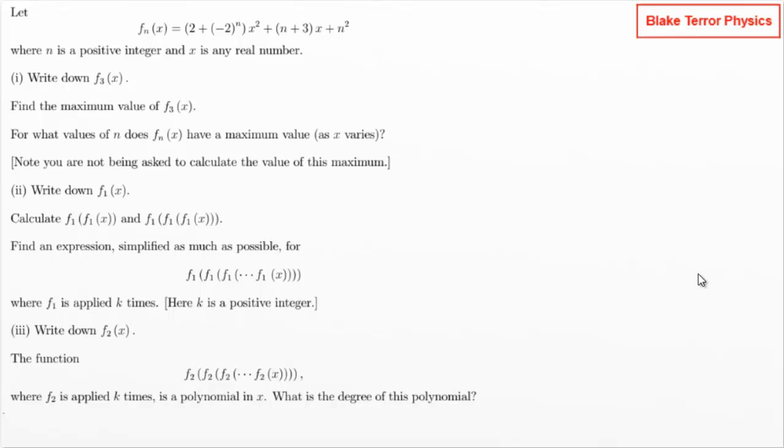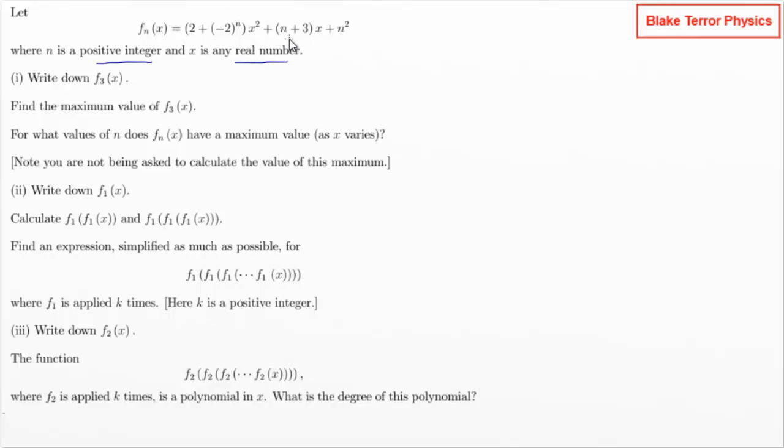Hello, this is question 2 from the 2007 MAT. This is for all candidates. They've given us some function of x here, which also varies with n. N is a positive integer. X is any real number. So what's going on? This is a function of x.